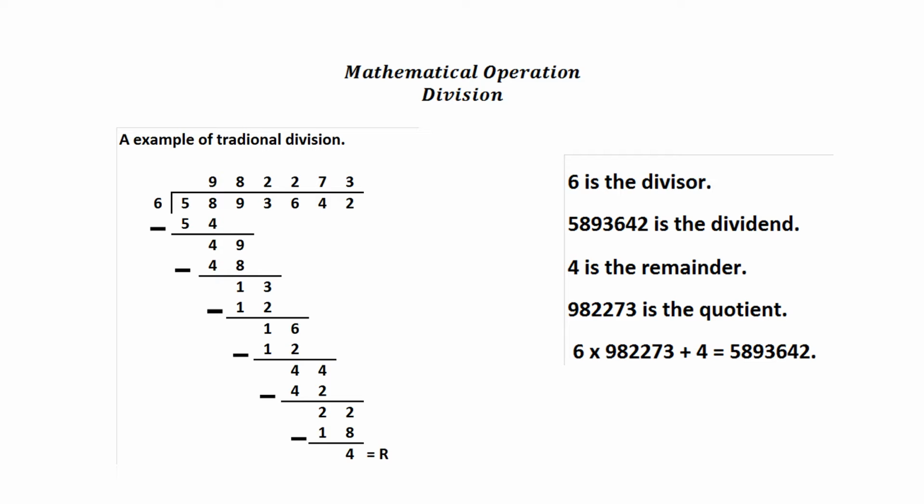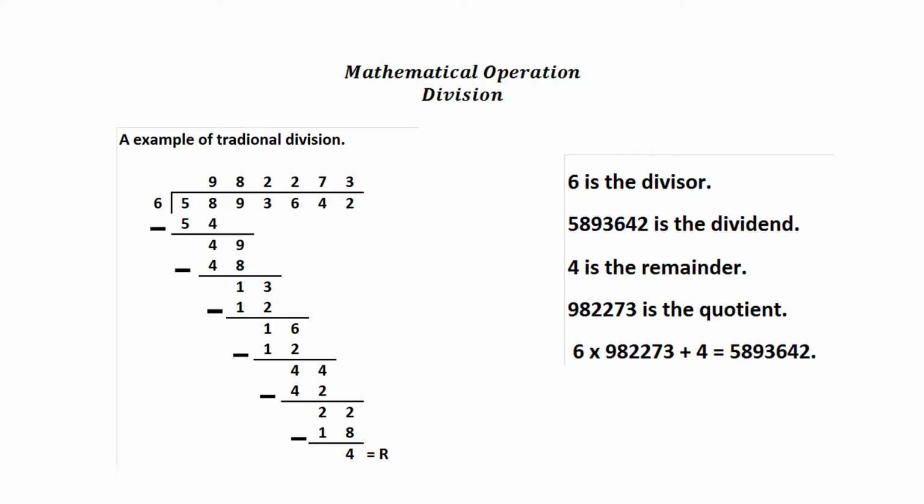Bring the 2 down. 6 goes into 22 3 times. That's 18. You take away 18 from 22. You get 4, which is called the remainder. 6 is called the divisor. 5, 8, 9, 3, 6, 4, 2 is called the dividend. The answer, 982273, is called the quotient.